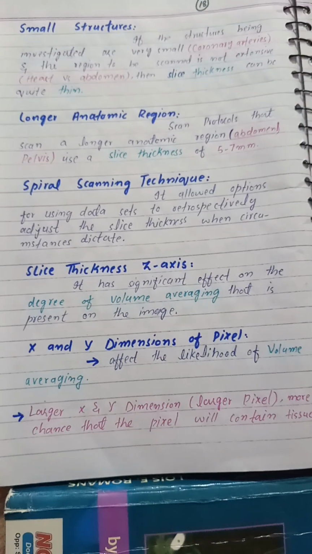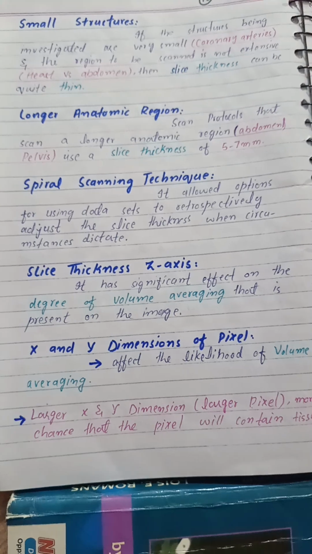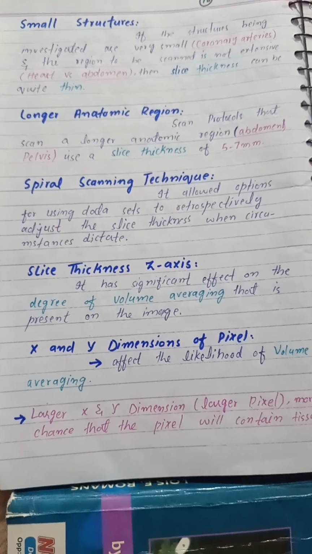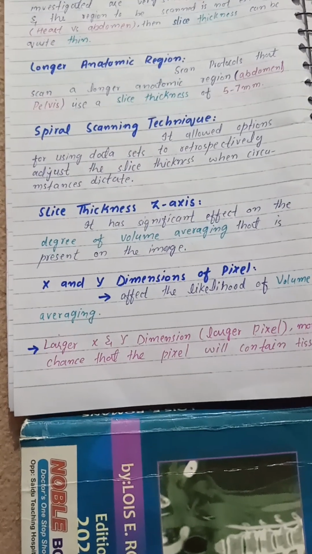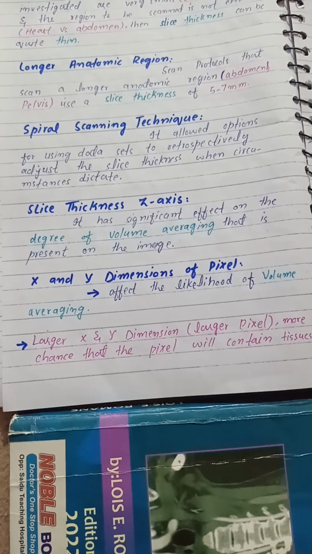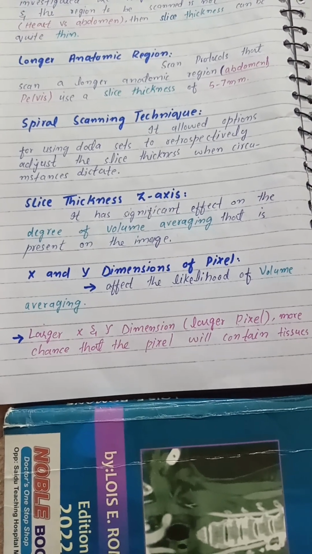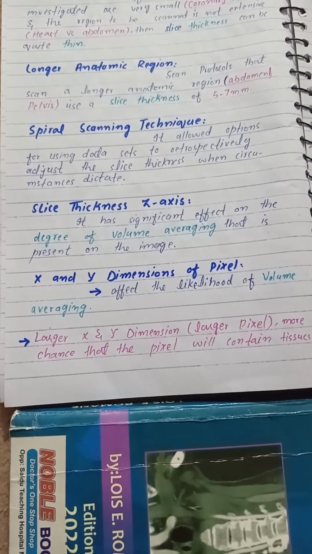Longer anatomic region. Scan protocols that scan a longer anatomic region, abdomen, pelvis, use a slice thickness of 5 to 7 mm. Spiral scanning technique allows options for using data sets to retrospectively adjust the slice thickness when circumstances dictate.